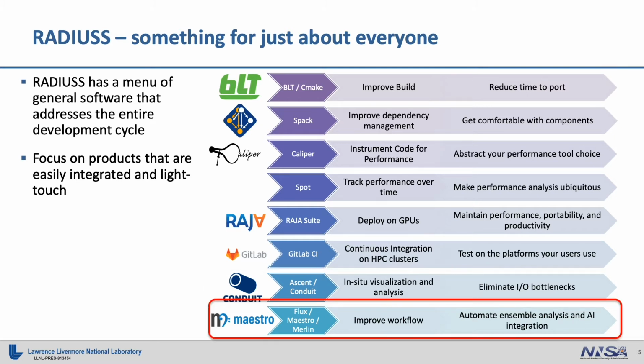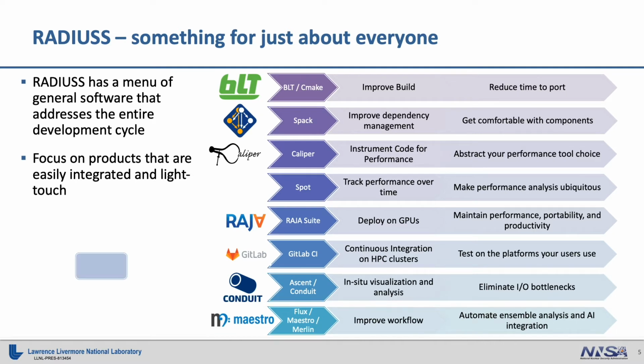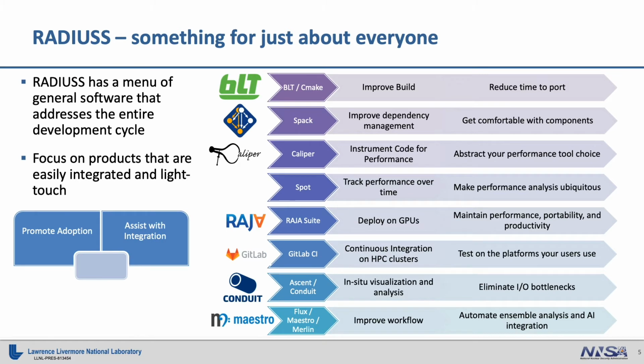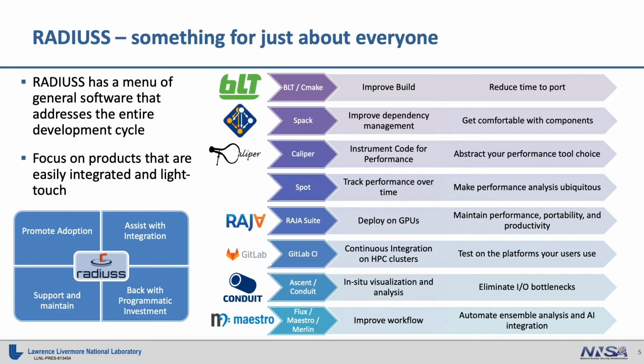And finally, workflows are the way of the future in HPC development, things like ensemble analysis and integrating with AI workflows. So tools like Maestro and Merlin we have under our umbrella here. And so the project here is really about promoting adoption, assisting you with integration, supporting and maintaining these things for the long term, backed by programmatic investment.